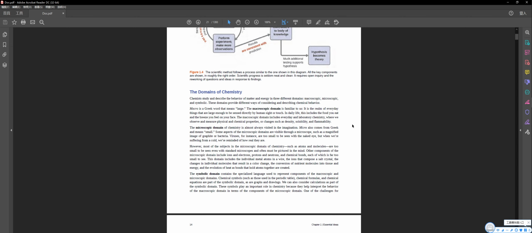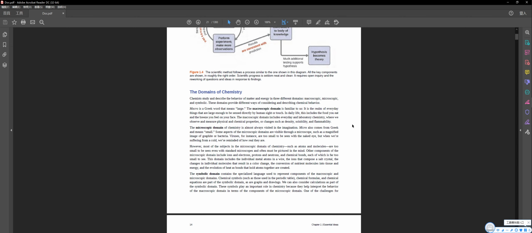The microscopic domain of chemistry is almost always visited in the imagination. Micro comes from Greek and means small. Some aspects of the microscopic domain are visible through a microscope, such as a magnified image of graphite or bacteria. Viruses, for instance, are too small to be seen with the naked eye. But when we are suffering from a cold, we are reminded of how real they are.